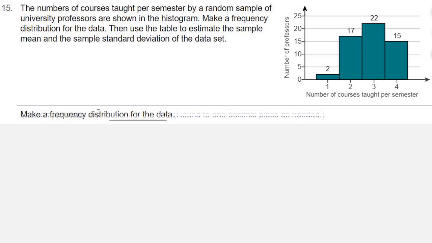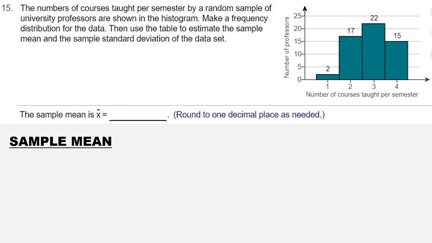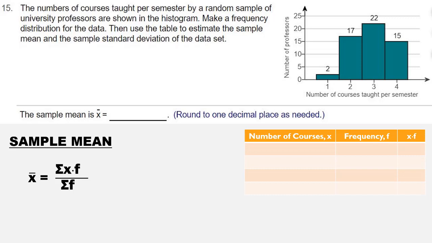The next thing that we're asked to do is to find the sample mean. So what we're going to do is apply this formula. The sample mean, x bar, is the sum of x times f divided by the sum of f. So let's go ahead and look at a table again, where we have our number of courses x and the frequency f, and then we're adding an extra column for x times f. So the distribution values that we just had in the first question are still valid here.